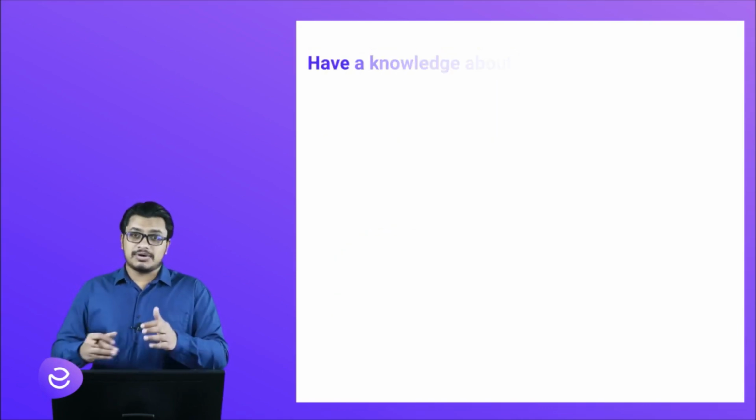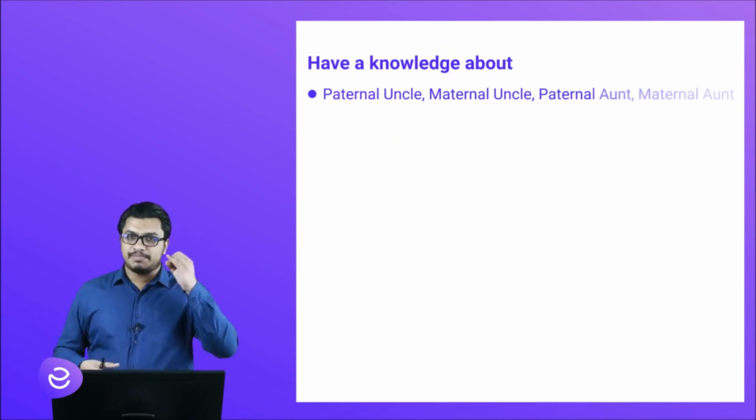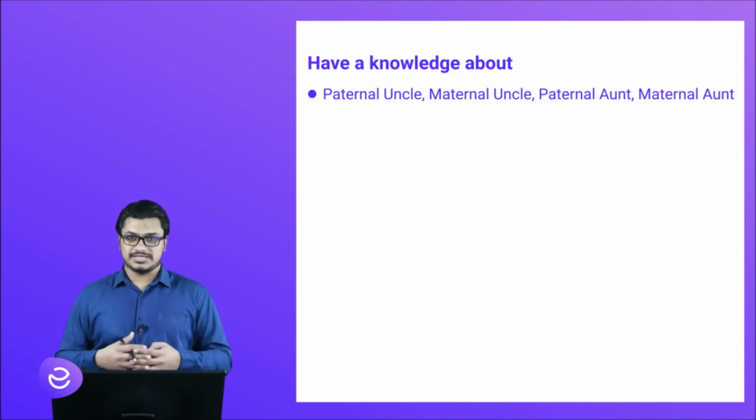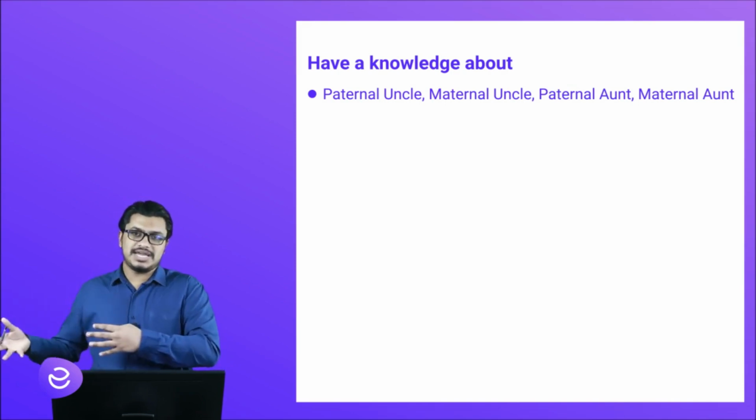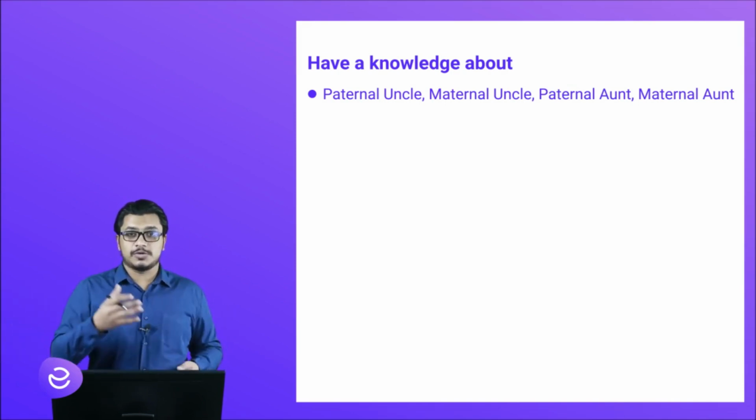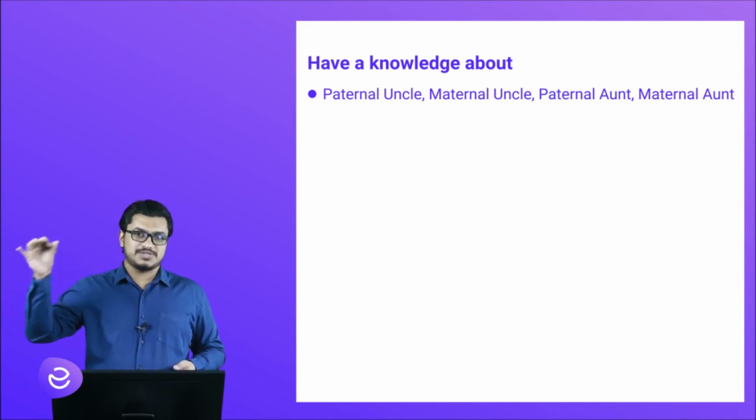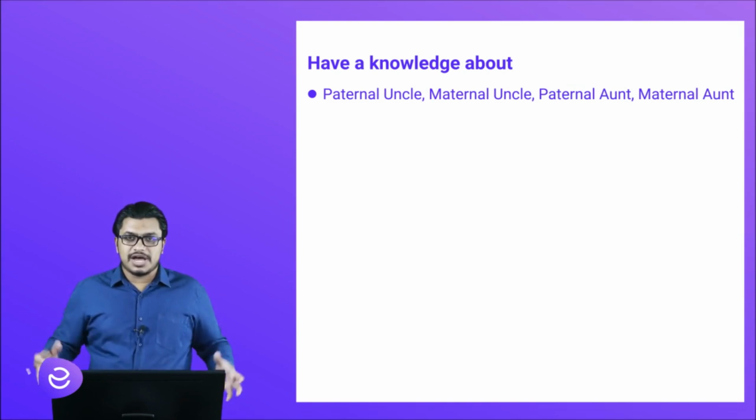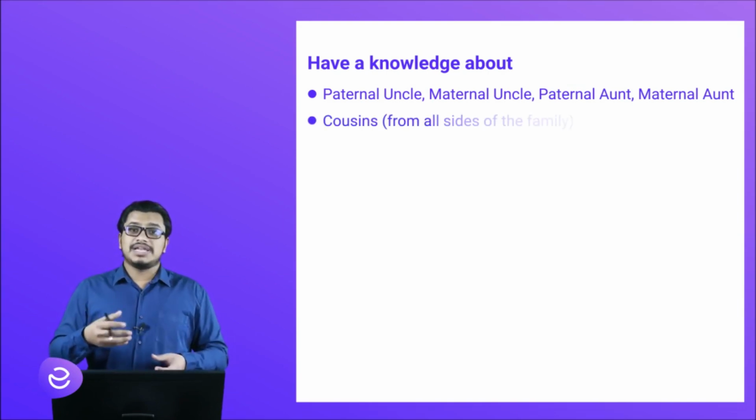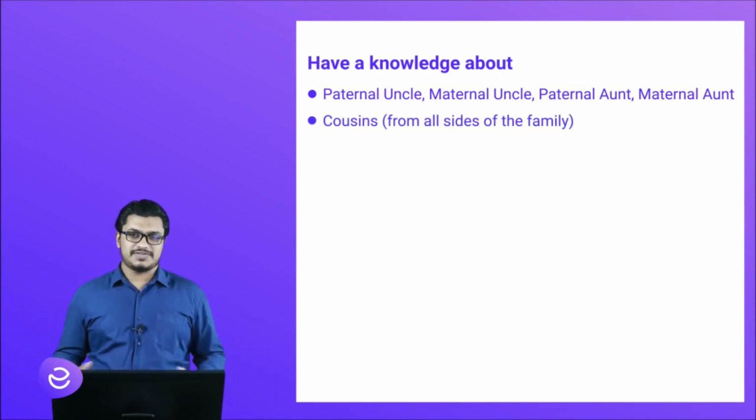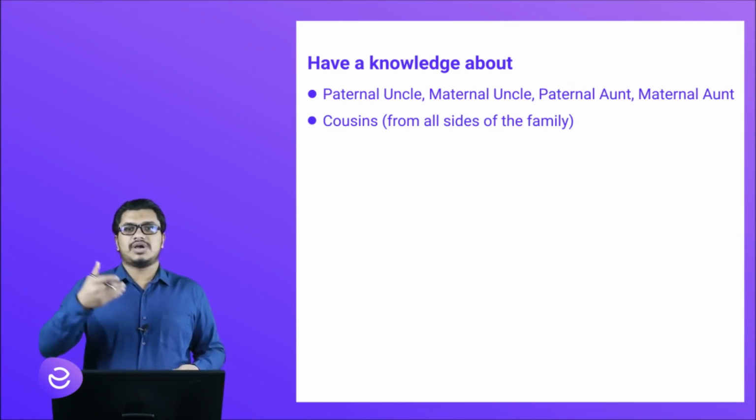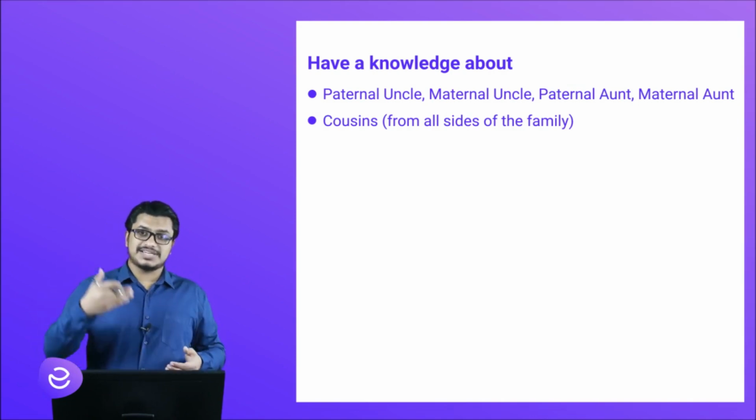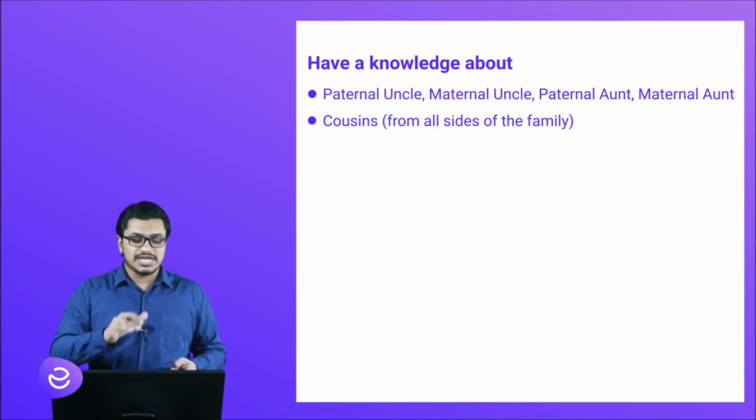The second one is about some indirect relationships: your paternal uncle, your maternal uncle, your paternal aunt, and your maternal aunt. Paternal means from your father's side and maternal means from your mother's side. So your paternal uncle means your father's brother. Your maternal uncle means your mother's brother. You have to have an idea about that also. Similarly, cousins from all sides of the family. Sometimes it might be just your cousin brother, so you'll have to assume within the question if it is your maternal uncle's son or your paternal uncle's son.